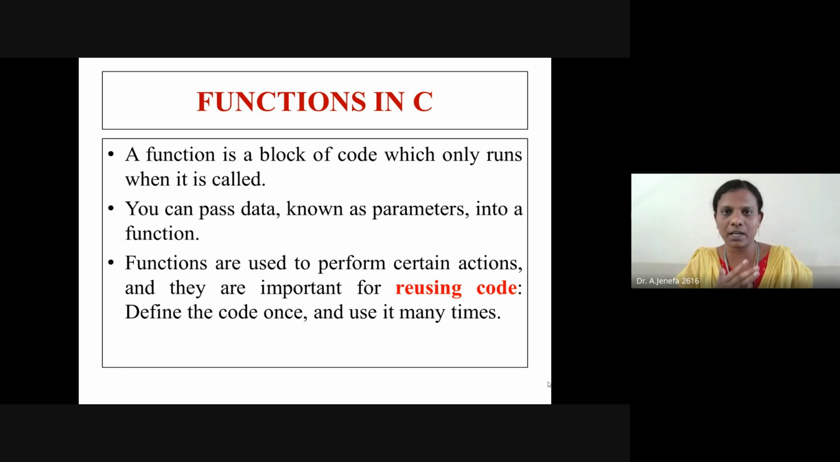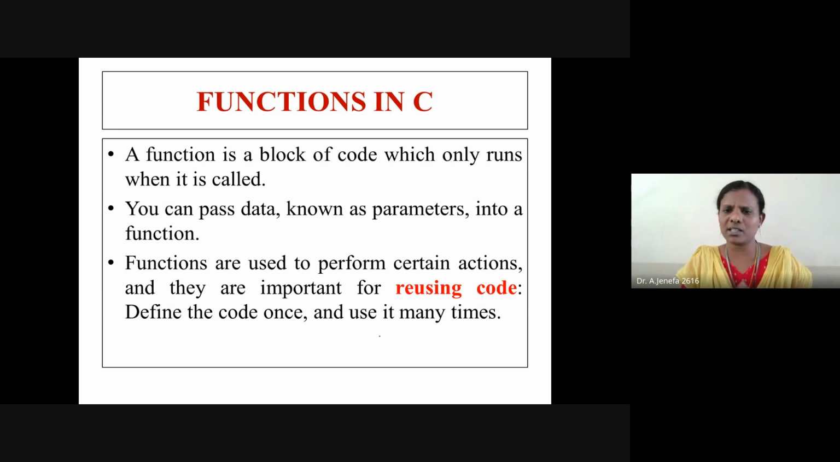Only when you call the function, at that time only the code that is given inside the function will be executed. And where we write this function code in our C program, it should be written outside of your main function. This function will be executed only when it is called, and it can also pass parameters, values, or information from the main program to the function.